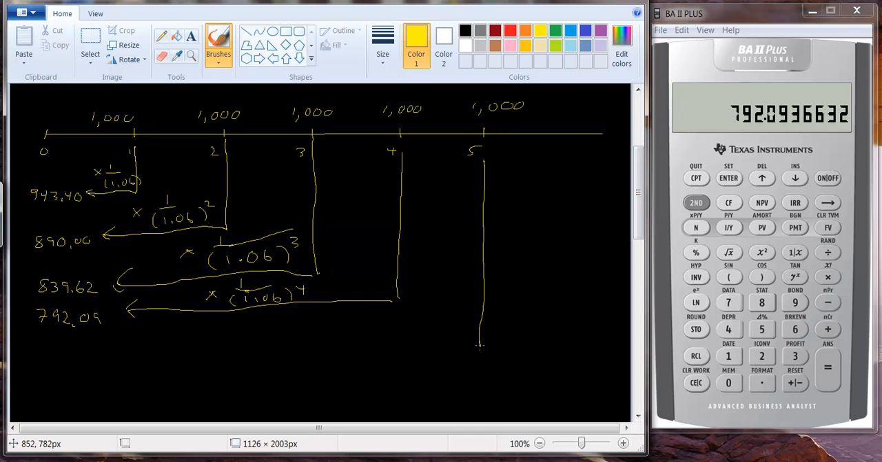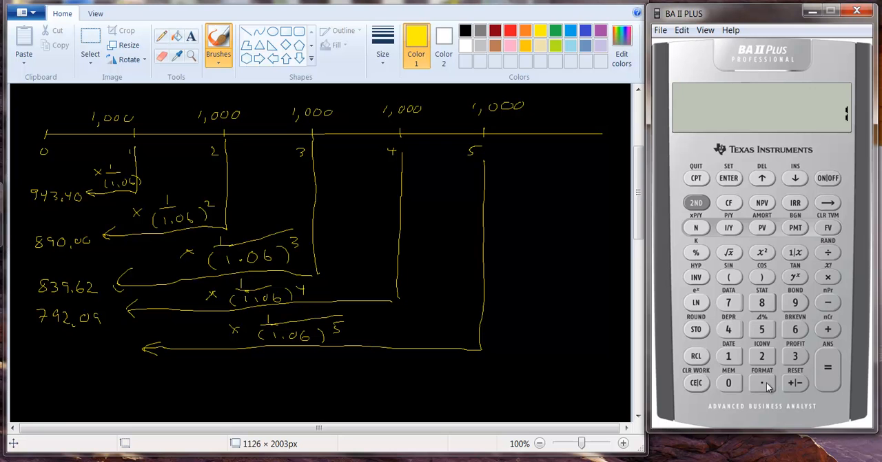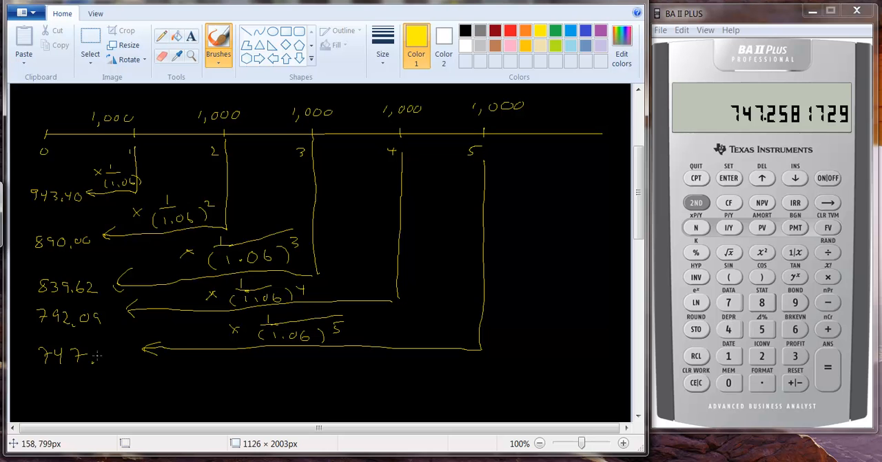And we have to bring this back 5 periods. So we multiply it by 1 over 1.06 to the 5th power, or the same thing as dividing it by 1.06 to the 5th power. So let's figure out what 1.06 to the fifth power is. Again, flip it over and multiply it by 1,000, and we get 747 and 26 cents.